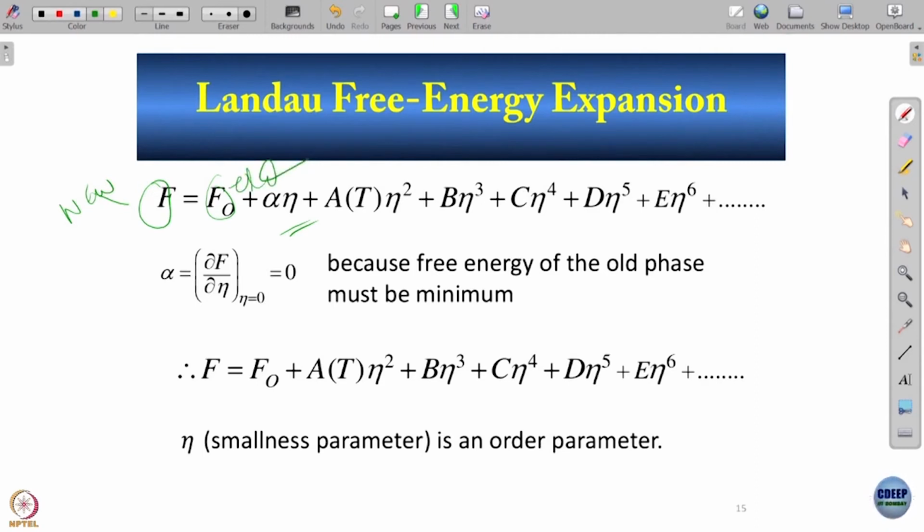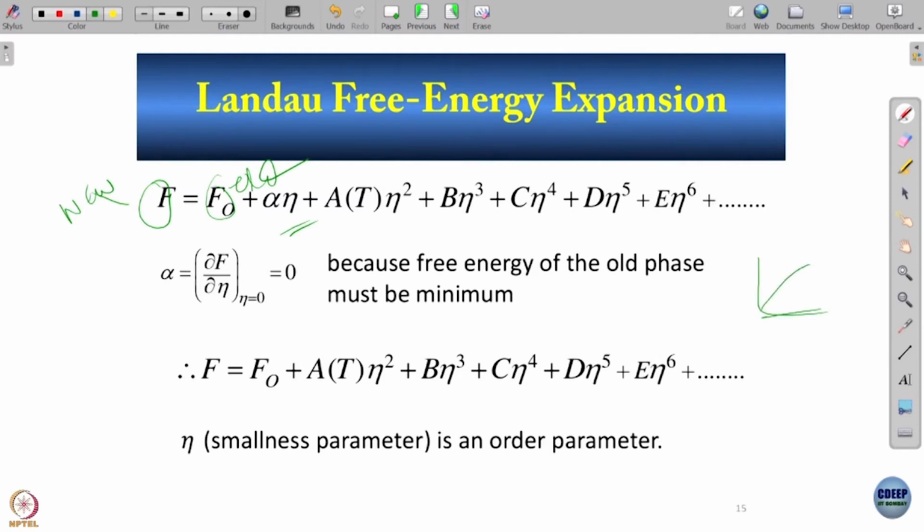And he wrote down a Taylor expansion, that all of us know, right? Very simple Taylor expansion. We know now Taylor expansion: if I have to give alpha, I will take df/d-eta at the old phase, and I get alpha, the way we do the extrapolation and interpolation of a function.